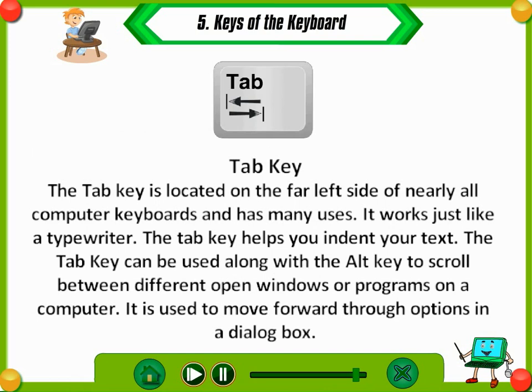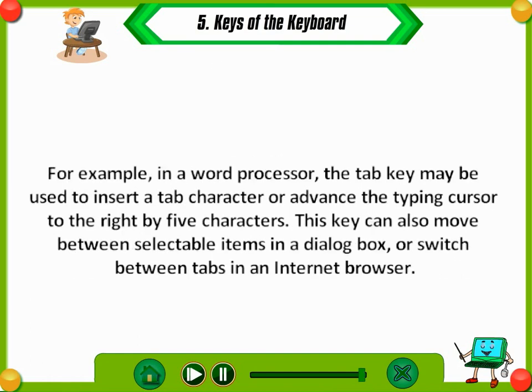Tab key. The Tab key is located on the far left side of nearly all computer keyboards and has many uses. It works just like a typewriter. The Tab key helps you indent your text. The Tab key can be used along with the Alt key to scroll between different open windows or programs on a computer. It is used to move forward through options in a dialog box.